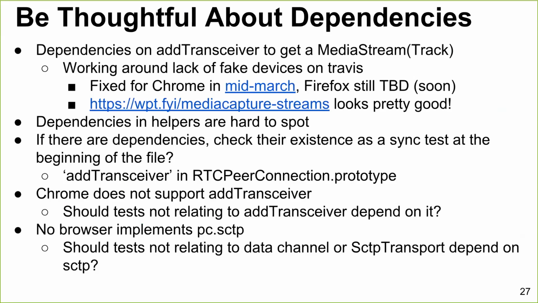Dependencies in helpers are really hard to spot. Bernard gave the example of the ICE transport depending on the DTLS transport. And I think we need to agree that dependencies should be explicit and not implicit, hidden in some helper file, because that makes the review very, very hard. And we've covered transceiver. Another example is depending on pc.sctp, which no browser implements. Should that stop us from testing any data channel stuff? Probably not.